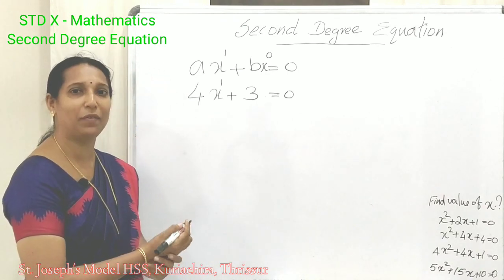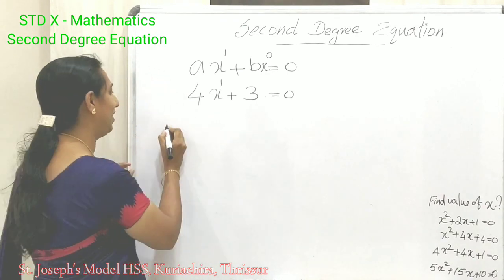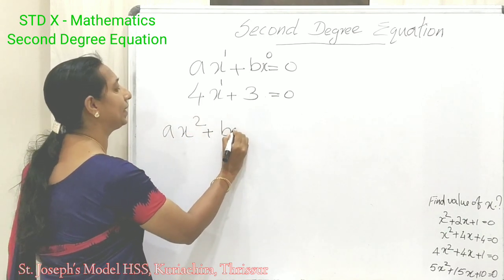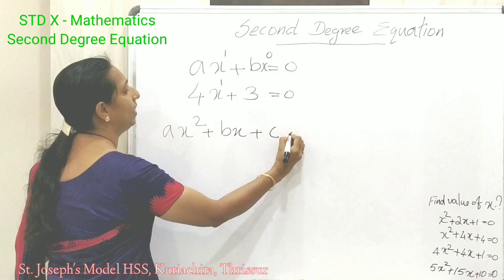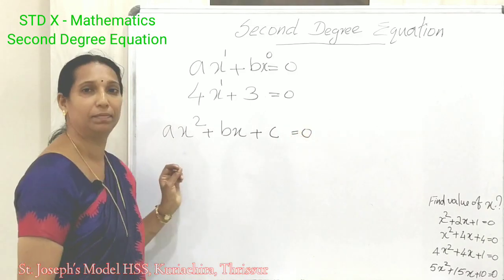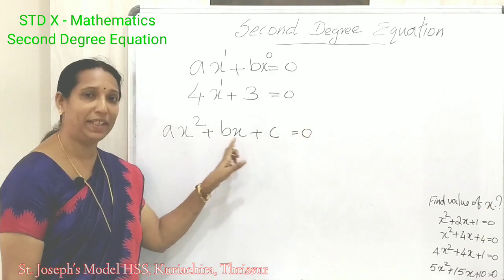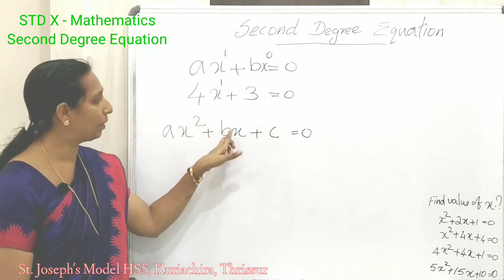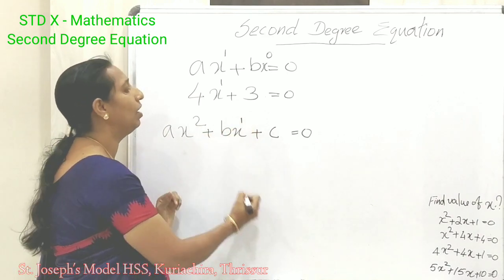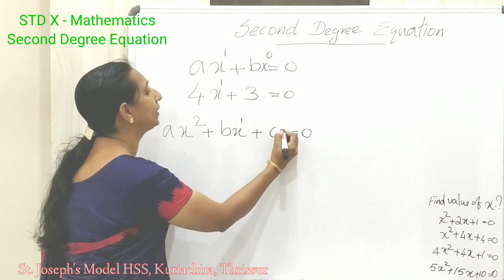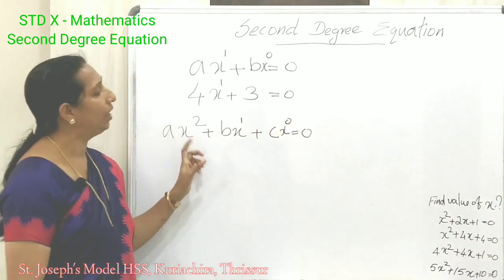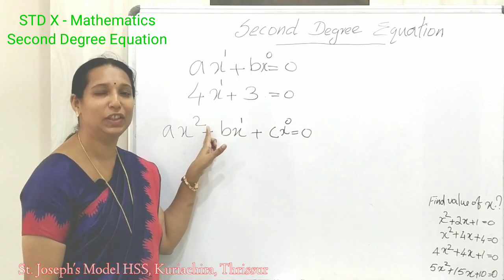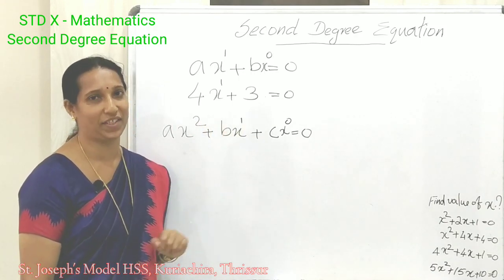What is the general formula for the second degree equation? That is ax square plus bx plus c is equal to 0. Here x be the variable. Power of x is here 2. What is the power of x here? 1. What is the power of x here? x raised to 0. In this equation, which is the highest power of x? 2. So, it is a second degree equation.